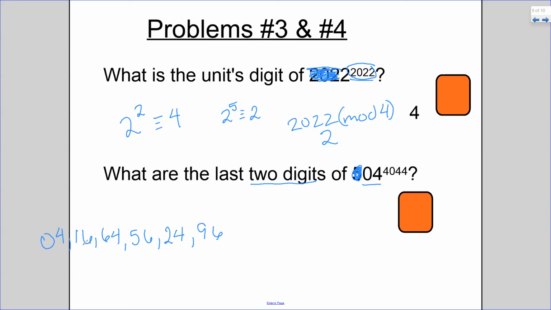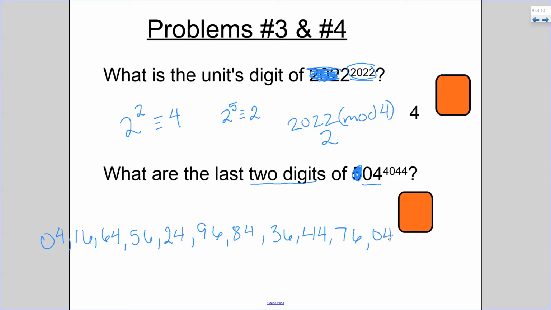04, 16, 64, 56, 24, 96. And you saw that just looking at the units digit. But when we're dealing with something like this, we really want to care specifically about both digits. So I'm going to keep multiplying while I'm talking. We also could try to figure out how many possible combinations of 6s and 4s we could have, right? That's an easy problem to do. But right now, I'm just hoping that we'll eventually find this pattern.